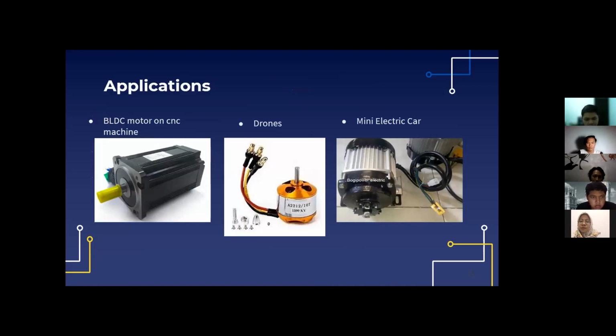Next. Examples of BLDC motors: there are three. There are BLDC motors in CNC machines, drones, and mini electric cars. The motor construction of the BLDC in a drone and mini electric car consists of a permanent magnet rotor, and the stator is in the form of enamel wire winding. Inside, the motor is also equipped with a Hall effect sensor to detect the position of the magnet on the rotor.